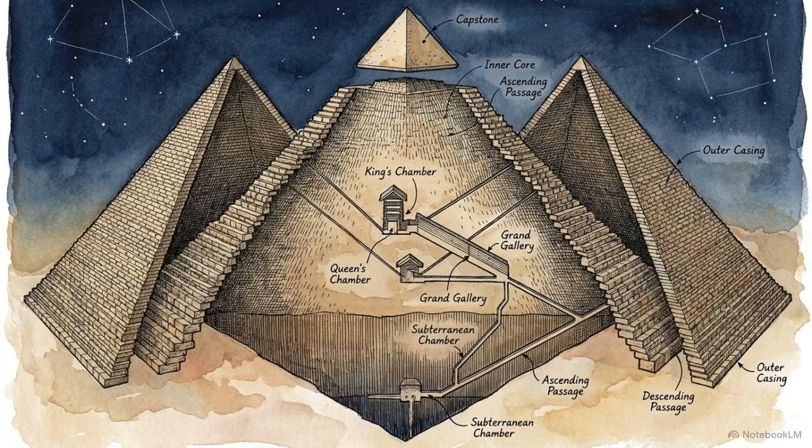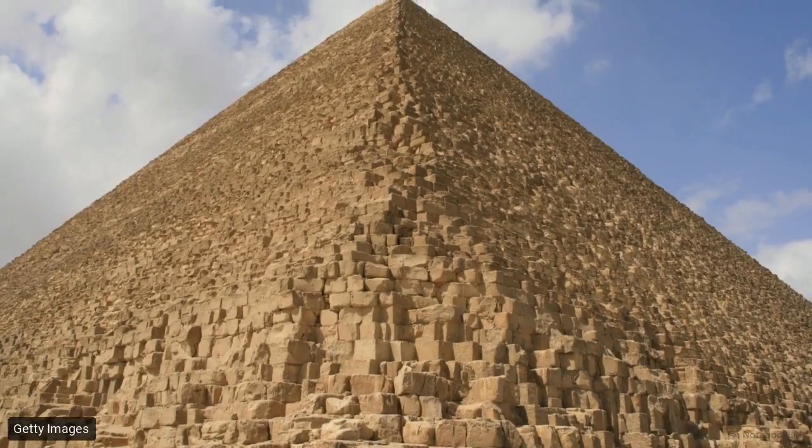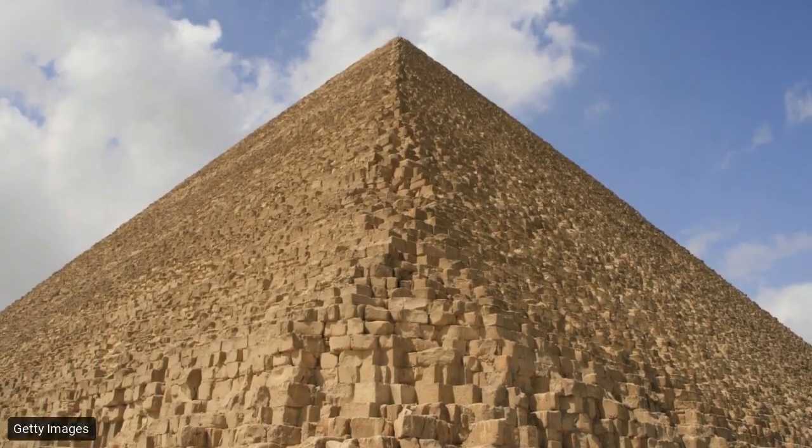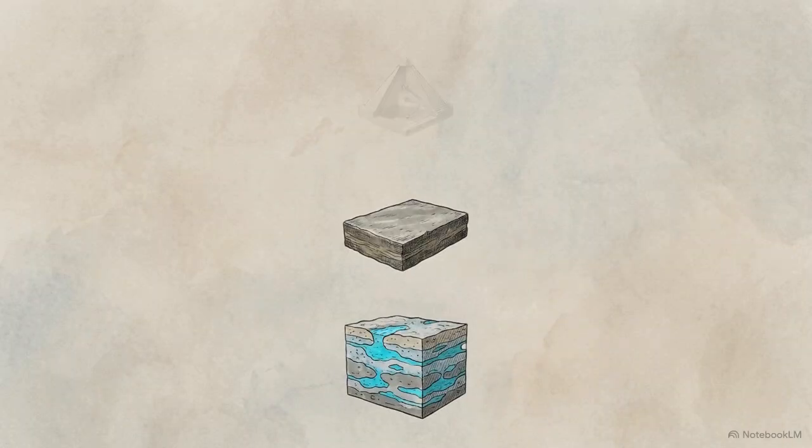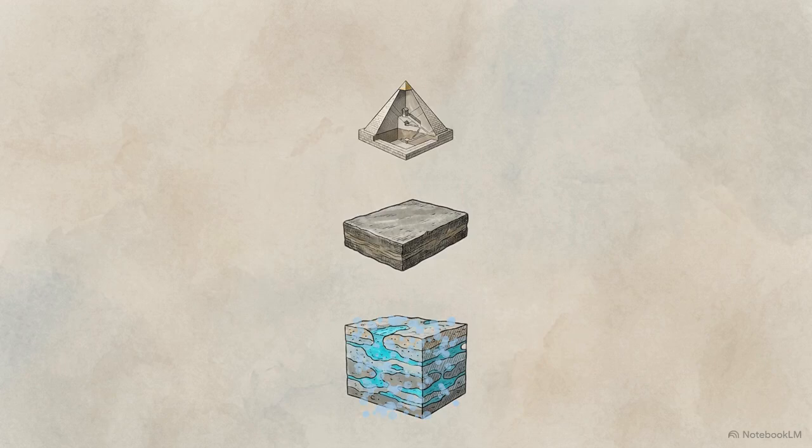We typically look at the Great Pyramid as an architectural monument, but its physical reality is simpler. It is a 6 million ton static mass of dense limestone. Geologically, this mass sits directly over the Mokattam Limestone Formation, an active, saturated aquifer filled with subterranean water.